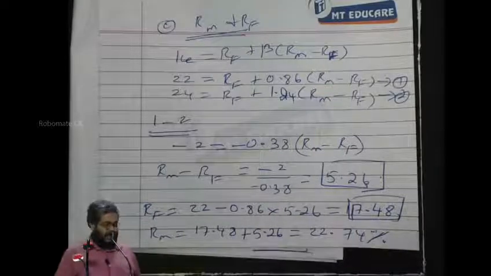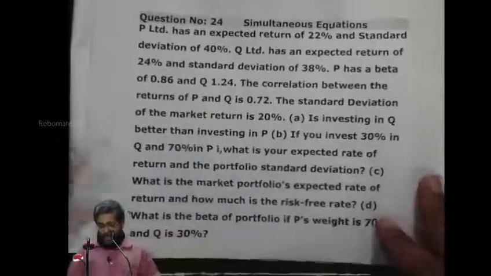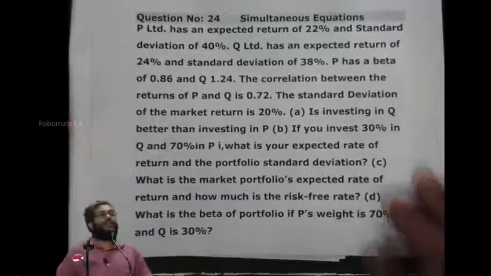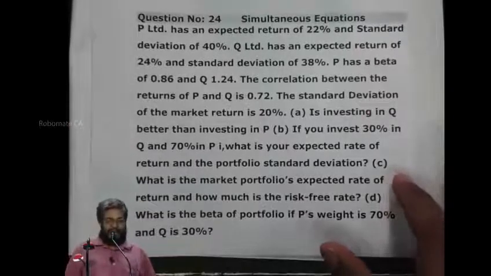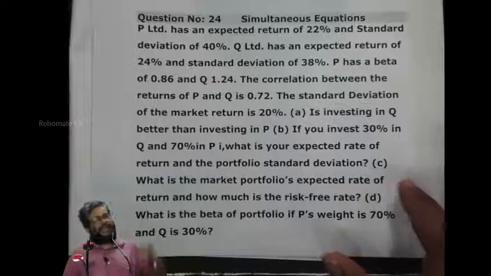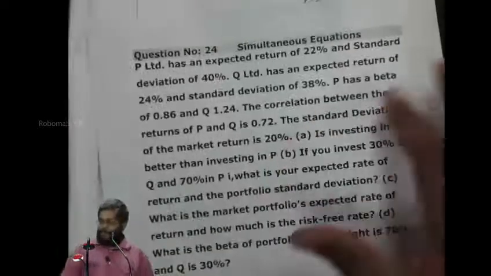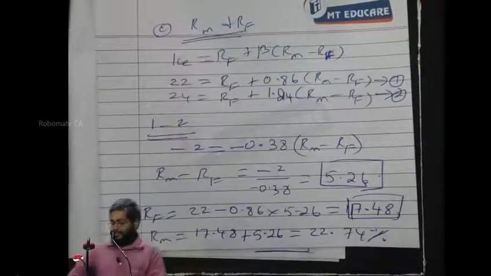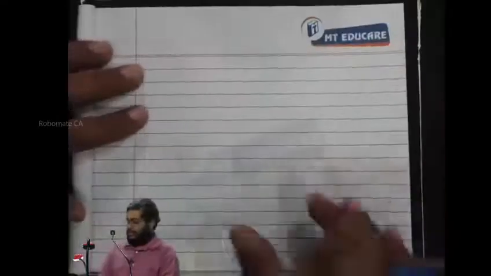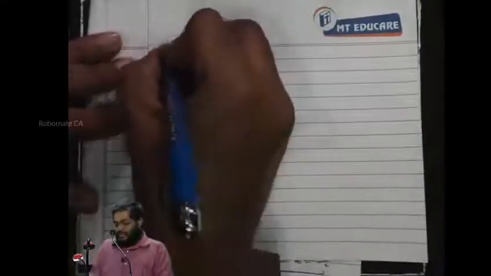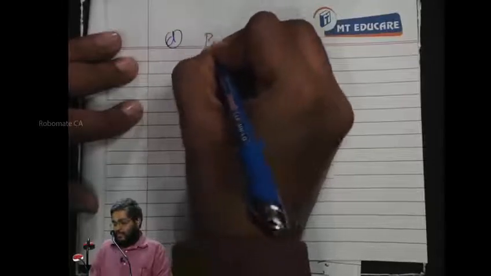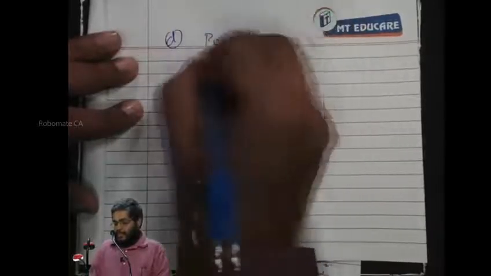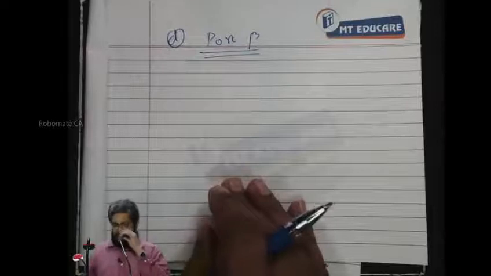Now, the last part of the question: tell me, what is the beta of the portfolio? The portfolio beta is the weighted average beta of the individual securities. Can I proceed? Next, part D, portfolio beta.